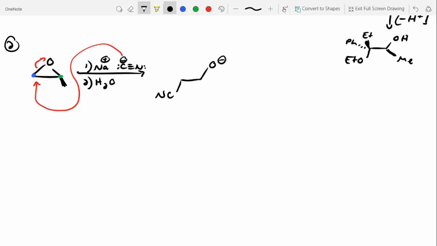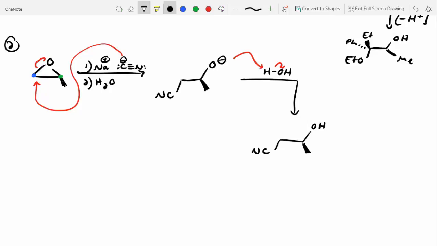We've got O minus. In this case, this methyl group is still going to be shown as a wedge. And then in step two, we've got our water that will get deprotonated. And we've got our alcohol over here.